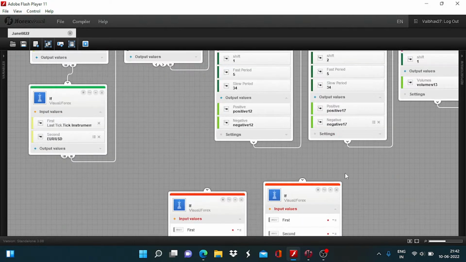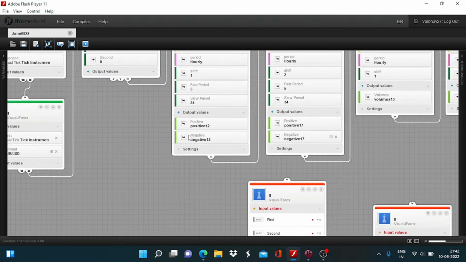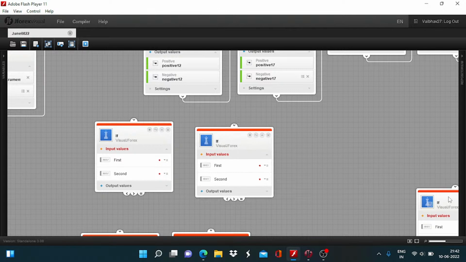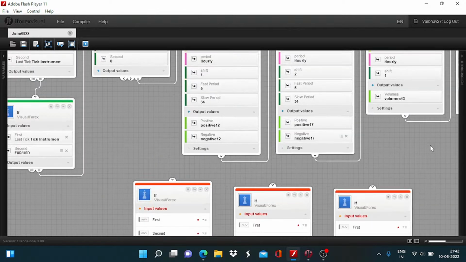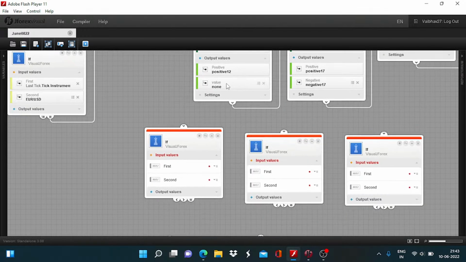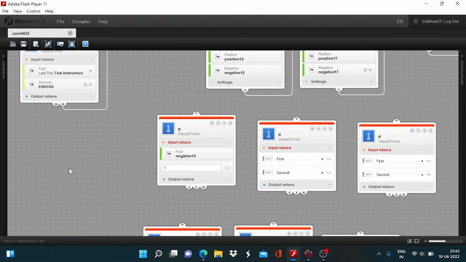And the first condition is going to be revolving around these negative values. It should be below 0. So we want the negative 12 to be in actual negative territory. So I will compare it with 0. First input less than second input.